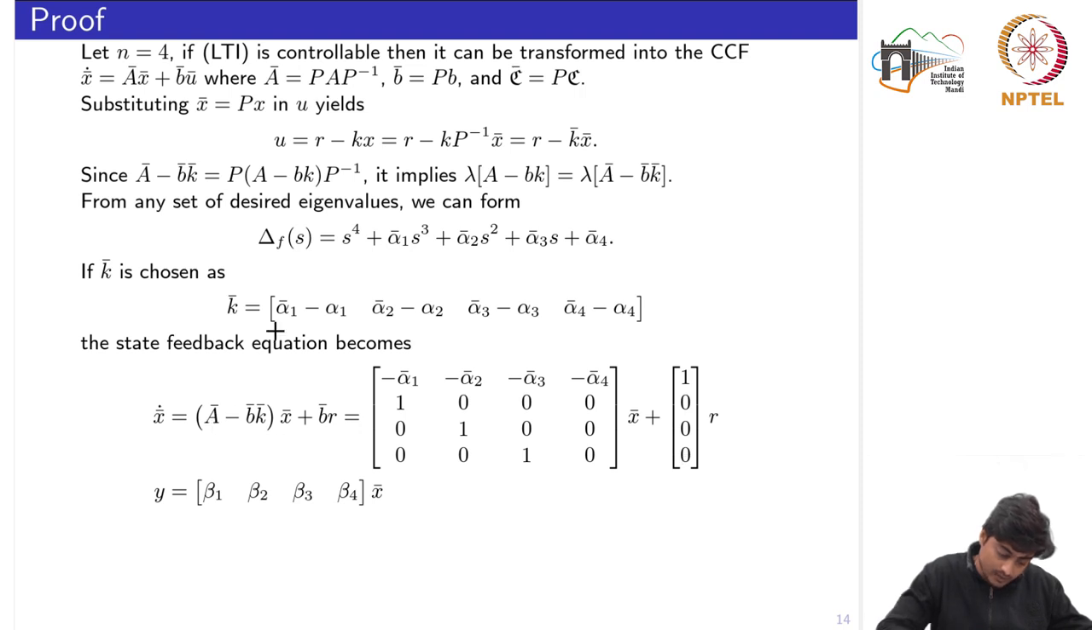We have A bar already in the transformed way in the controllable canonical form. B bar we would have PB, and k bar we are using this one. So if I substitute all these vectors and matrices into this equation, we would have this A matrix and this B matrix. The C matrix would remain as it is because beta 1 to beta 4 are already of the transformed system. Okay.